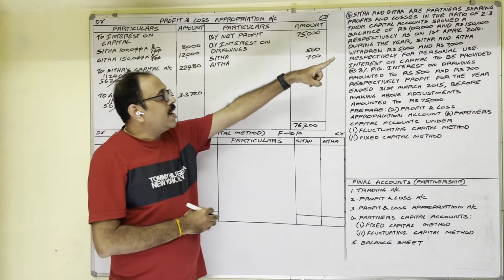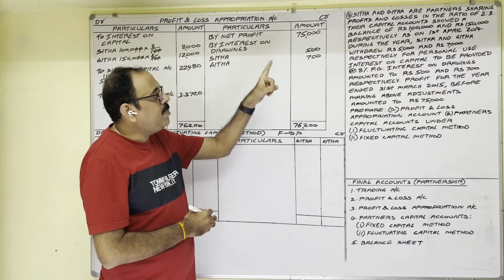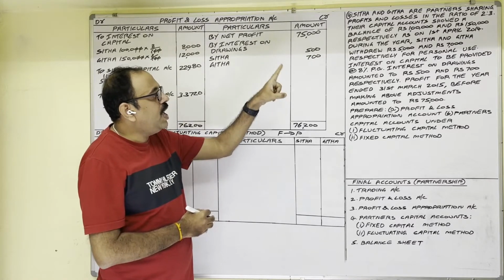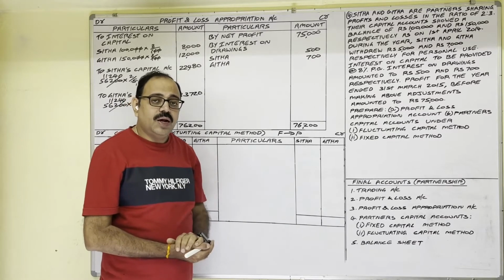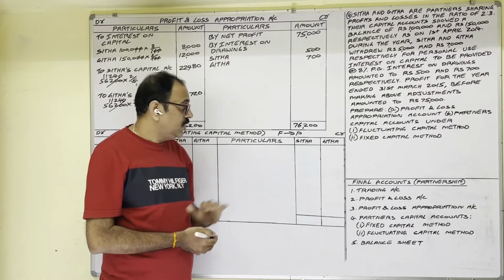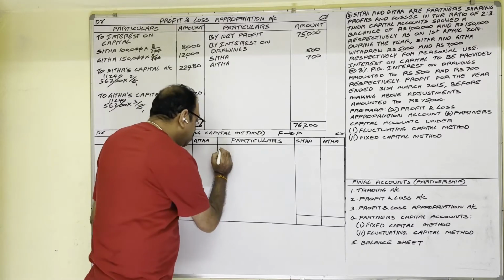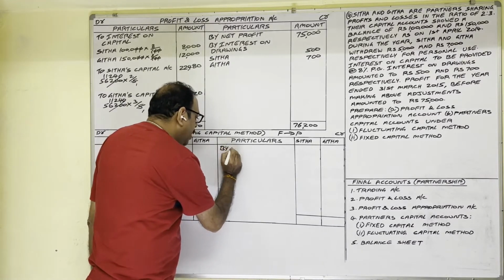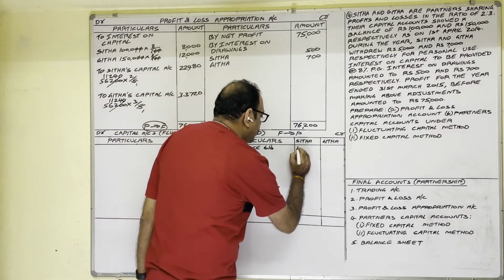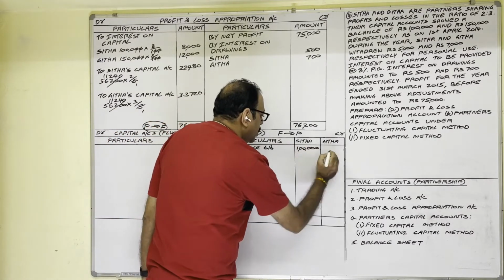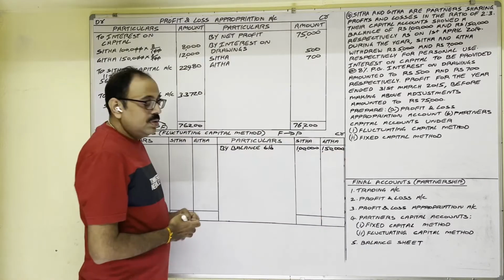Sita and Geeta are partners sharing profits and losses in the ratio of 2:3. Their capital accounts showed balances of 1 lakh and 1,50,000 respectively. Capital is a liability. A liability shows a credit balance. Therefore, we should write it on the credit side. These two are opening balances, no? So, by balance brought down, in Sita's column, 1 lakh rupees. In Geeta's column, 1,50,000 rupees.